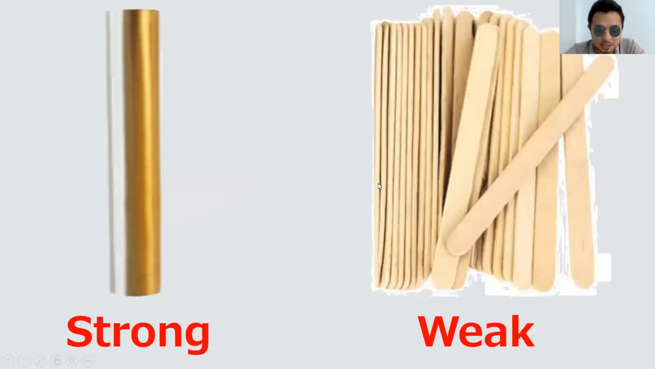So here, as we can see, the strong one is the object which is made of metal, and the weak ones are the objects made of wood, but these are smaller pieces of wood. So as you can see the difference, this one is strong and the others are weak. See, that's the difference between the two objects. Those are called properties.